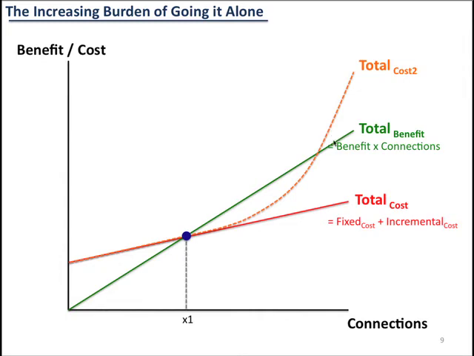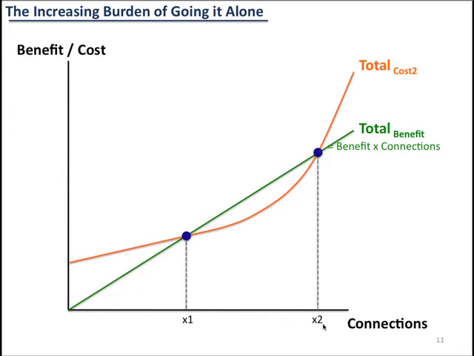So at some point, the cost crosses the benefit line again and hits another break-even point. And that happens at another theoretical number of connections that's bigger than the number we had before when it was just starting to feel good.